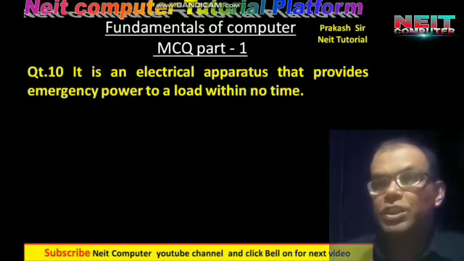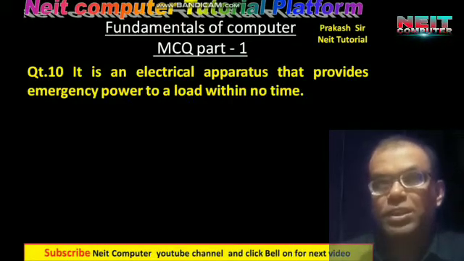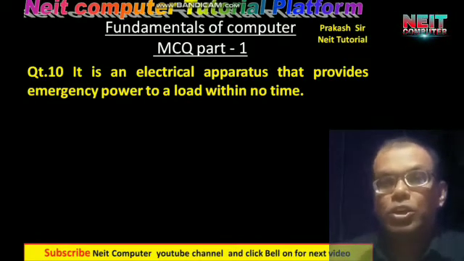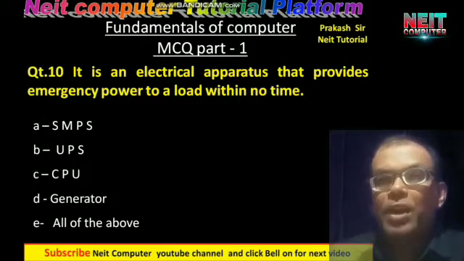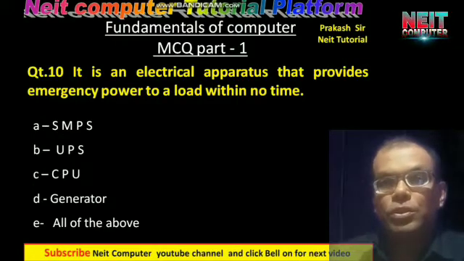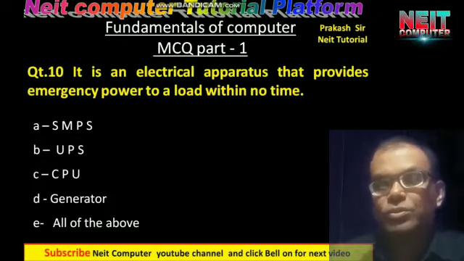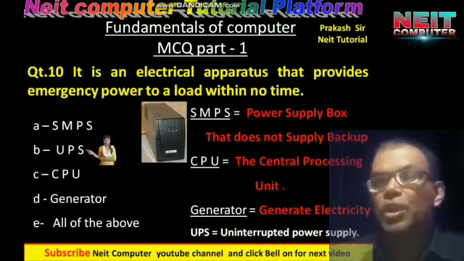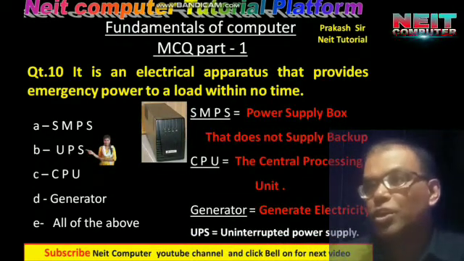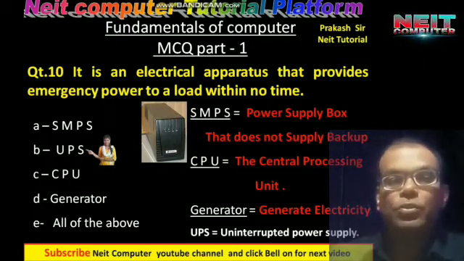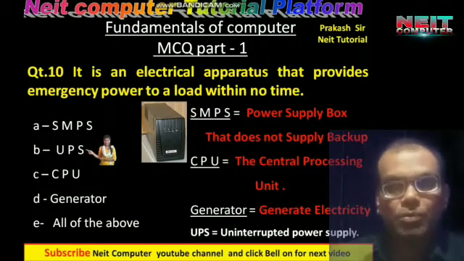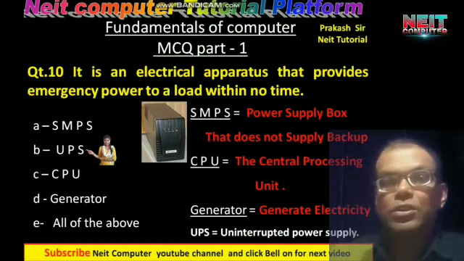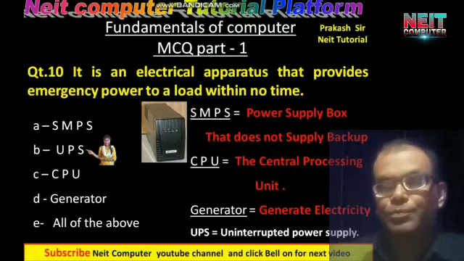Question number 10 is, it is an electrical apparatus that provides emergency power to a load within no time during electrical interruption, the electronic part that will supply power to the computer. The alternative choices are SMPS, UPS, CPU, generator. The correct answer is UPS. Because SMPS is the power supply box that does not supply backup. CPU, as you know, is the central processing part of the computer. And generator will generate electricity. So that is why UPS is the correct answer for this question.